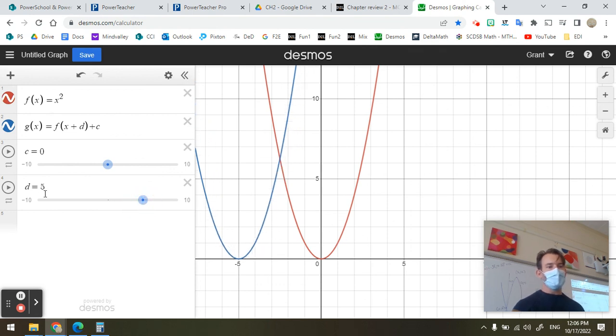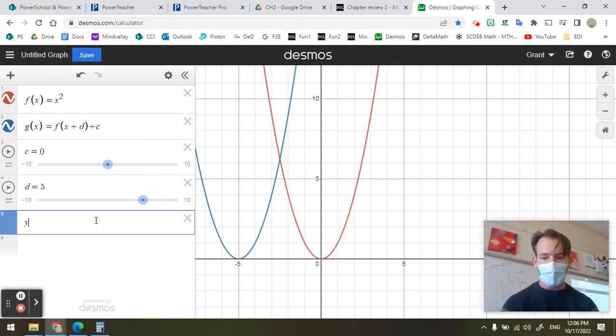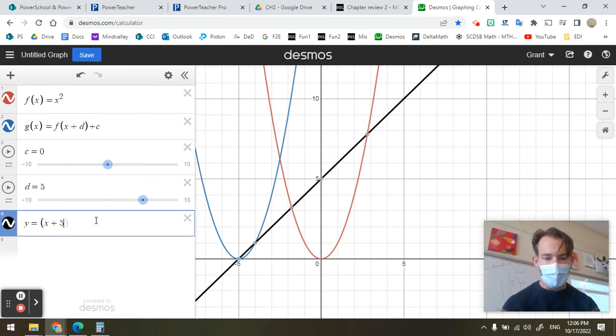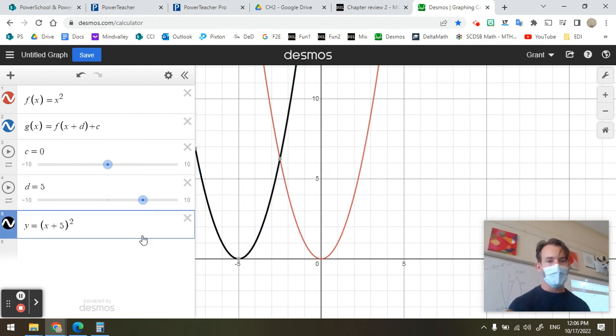See? When D is positive 5, then you have (x + 5) squared. That would be this parabola, right? y = (x + 5) squared. That's just a visualization of what this function is doing if D is 5. Okay, that's vertex form of a parabola.